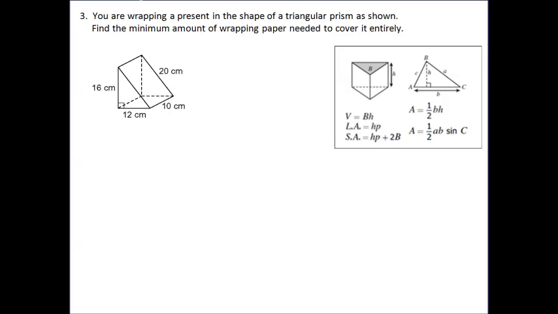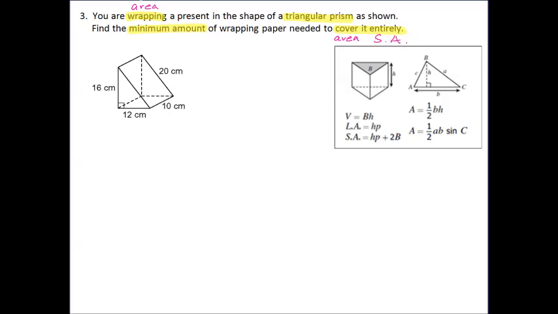You are wrapping a present in the shape of a triangular prism as shown. Find the minimum amount of wrapping paper needed to cover it entirely. So we're wrapping a present. We talked about wrapping presents before. That means we're talking about area. Also, cover means we're talking about area. And since we're supposed to cover it entirely, that means it's the surface area, not just the lateral area.